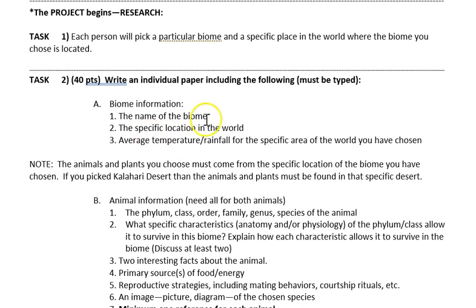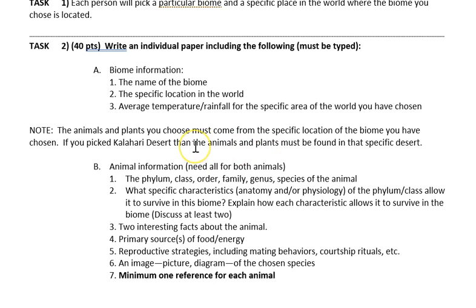So the first thing you need to have is the name of your biome, location in the world, and average temperature and rainfall for the specific area of the world you have chosen. So again, not just for a desert, but for the specific desert or rainforest that you have chosen. Now again, you're going to pick two plants and two animals, and those plants and animals have to come from your specific location. So it can't just be something that comes from every desert. It has to be an animal specific to your desert.